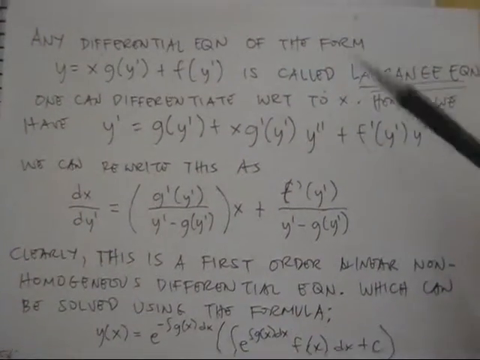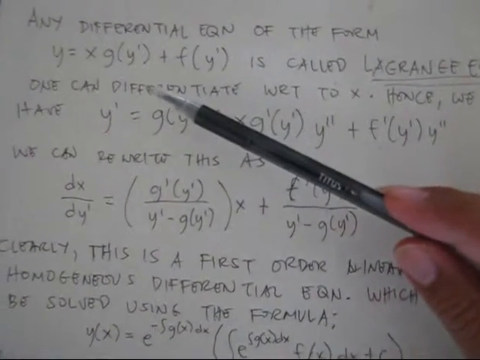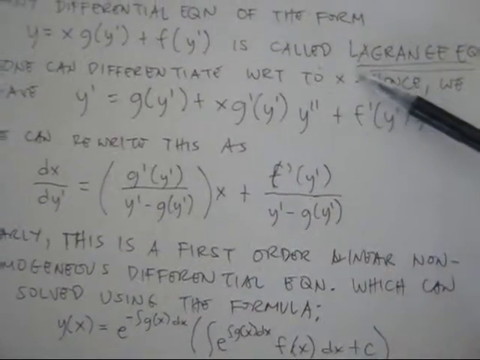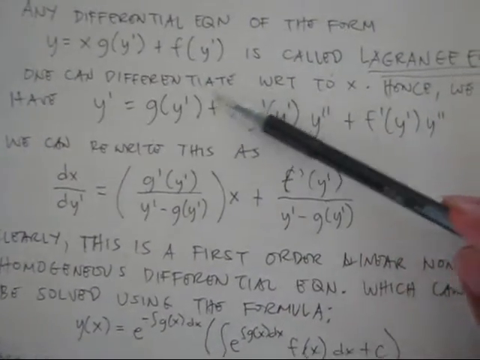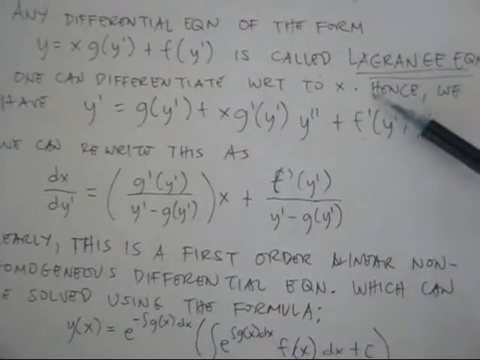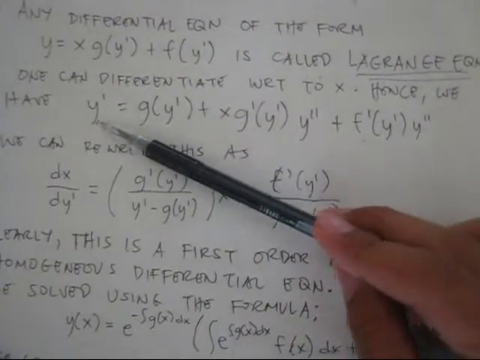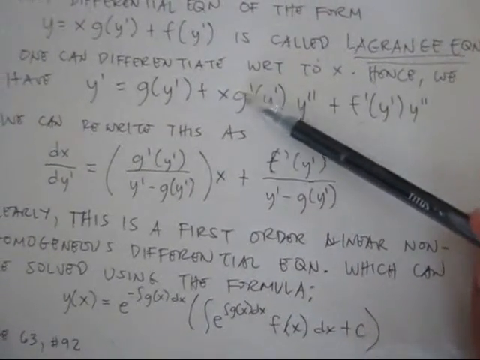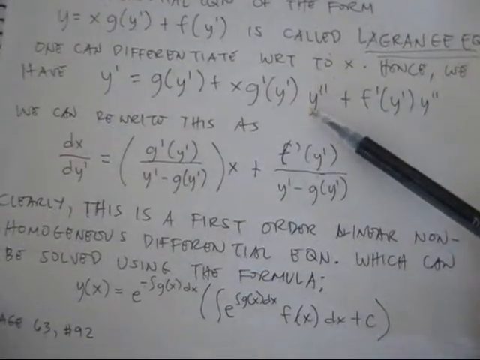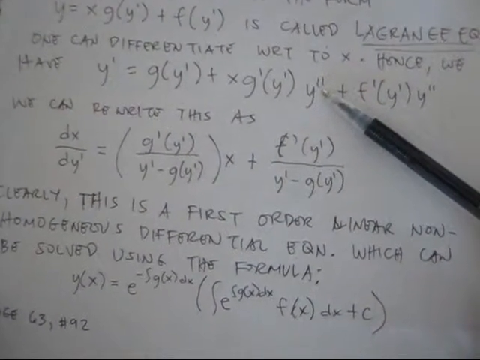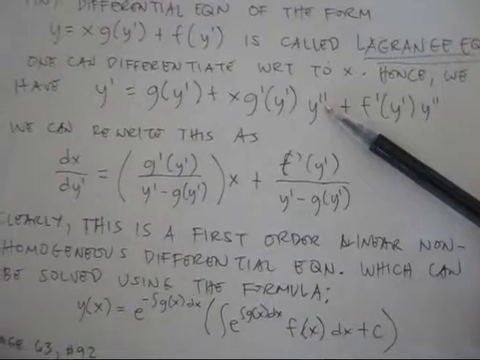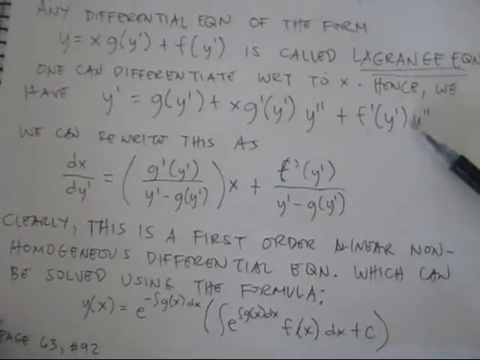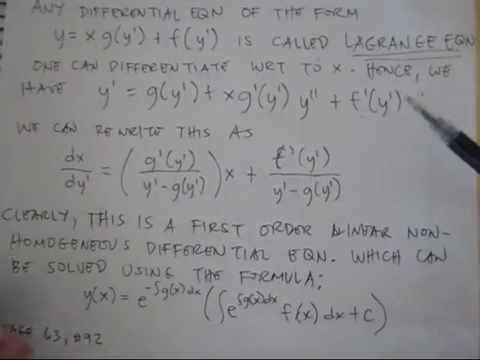Any differential equation of the form y = xg(y') + f(y') is called a Lagrange equation. One can differentiate with respect to x. Hence, we have y' = g(y') + xg'(y')y'' + f'(y')y''.